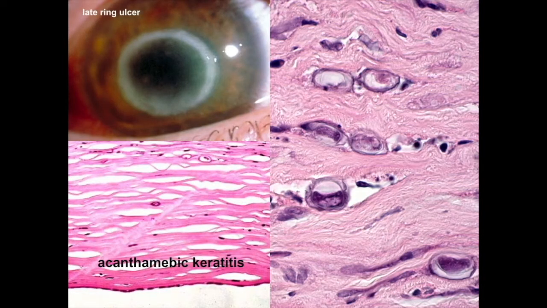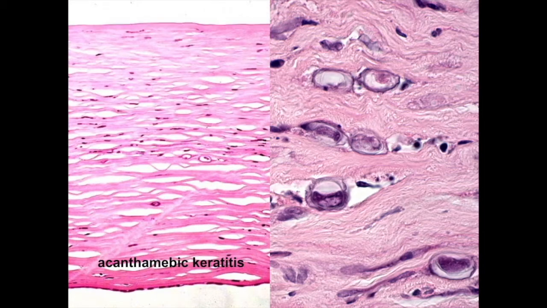Amoebic keratitis is a relatively new condition related to behavior, the use or misuse of soft contact lenses. It's now understood that the ring ulcer that was described in the early descriptions of the disease actually occurs in the late stage of the condition. Cases may have relatively little inflammation, as seen on the left.